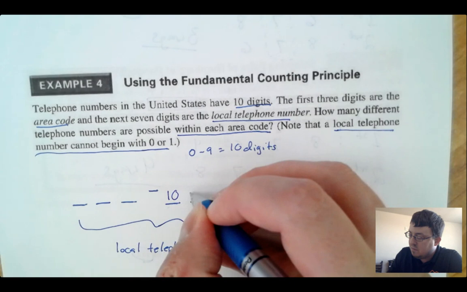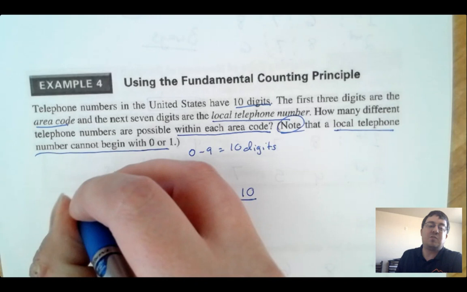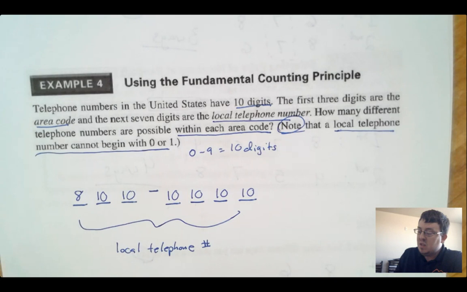except what they told us here, that the local telephone number can't have a 0 or a 1, so I have to get rid of 0 and 1. So there's only 8 options for the first one: 2, 3, 4, 5, 6, 7, 8, and 9. So I have 8 options for the first one and 10 for every other one.